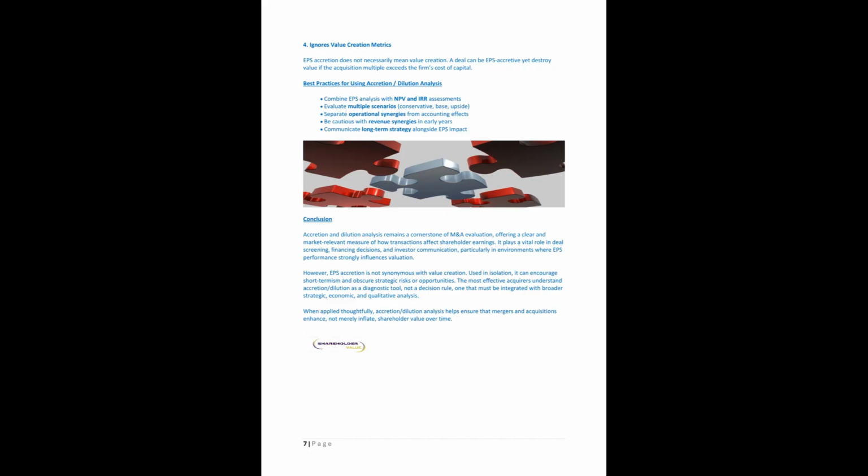While accretion and dilution analysis is a fundamental part of evaluating mergers and acquisitions, helping with deal screening, financing, and investor communication, it should be seen as a diagnostic tool rather than a decision-making rule. The best acquirers integrate this analysis with broader strategic, economic, and qualitative factors to ensure that deals truly enhance shareholder value over time, rather than just superficially boosting earnings.